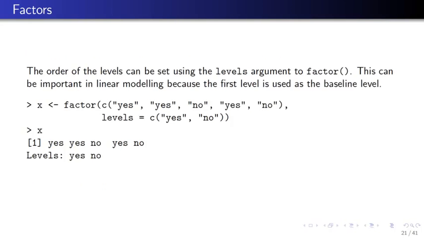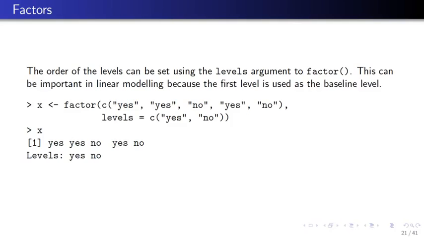The order of the levels in the factor can be set using the levels argument to factor. And sometimes this is important because in modeling functions, when you include a factor variable, sometimes it's important to know what the baseline level is. And so the baseline level is just the first level in the factor. And the way this is determined in R is critical. It's determined using alphabetical order.